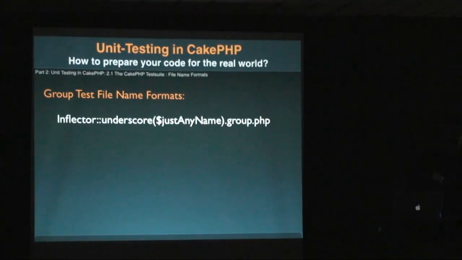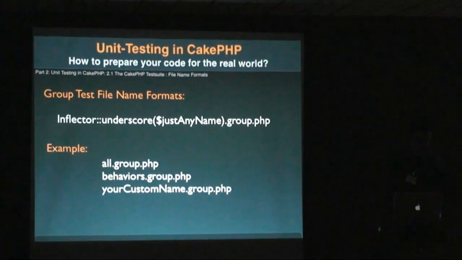With group tests, it's a little different because you can just use any name and then attach group.php to it. Cake is smart enough to find the group tests according to that.